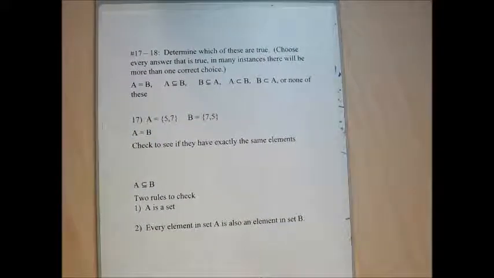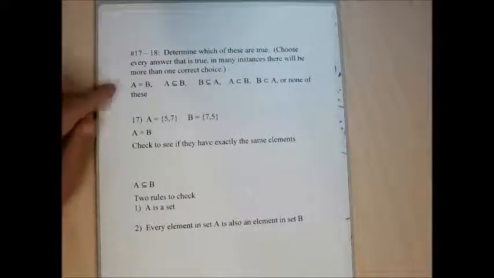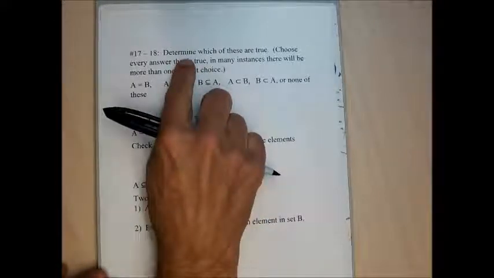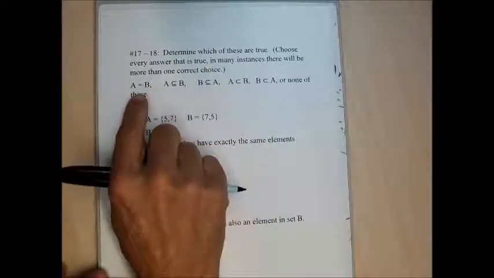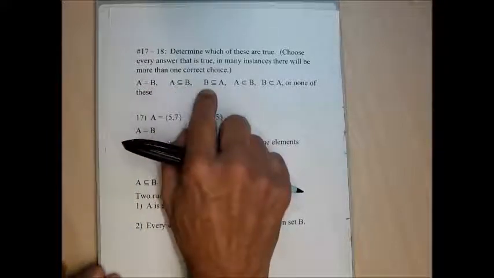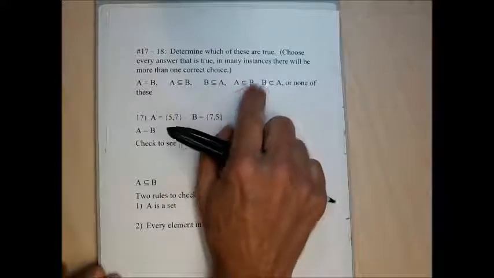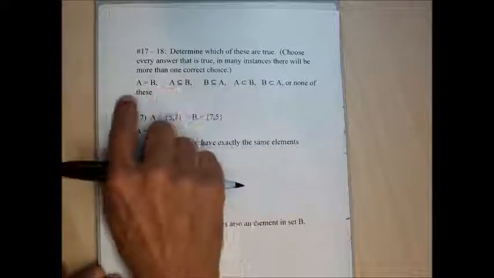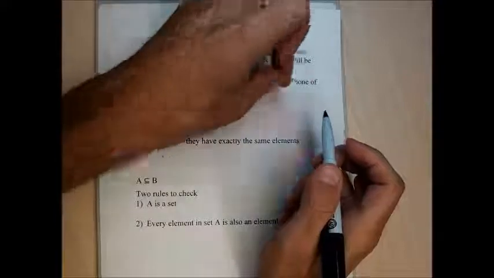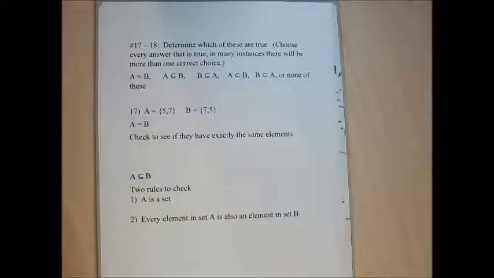The next two problems are kind of monstrous because they want me to check all of these possible relations between set A's and set B. So for 17 and 18, we're supposed to determine if, for the sets A and B that are given, if A is equal to B, if A is a subset of B, if B is a subset of A, if A is a proper subset of B, or is B a proper subset of A, and if it's none of these, then we'll write none of these. So for 17, we're given two sets, and I'm going to check all 5 of these to see which, if any, of these hold true.